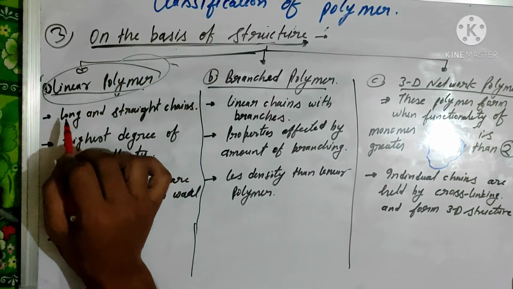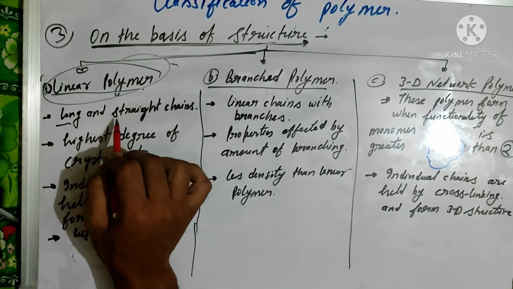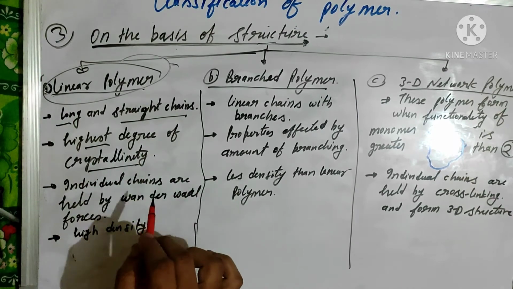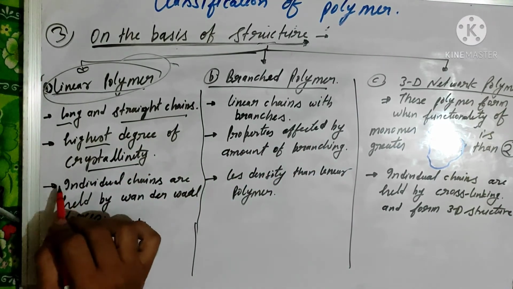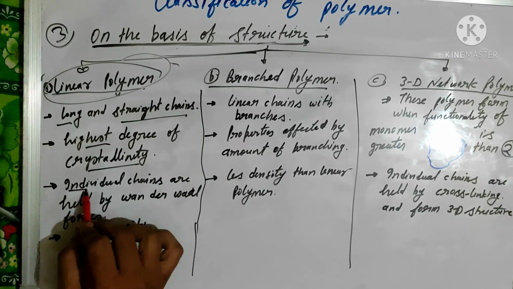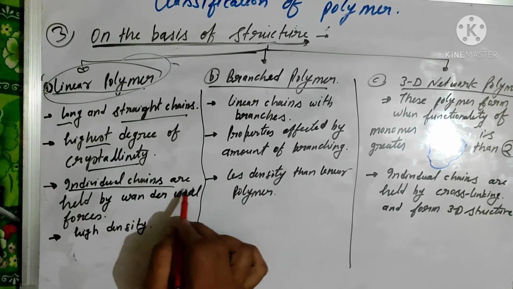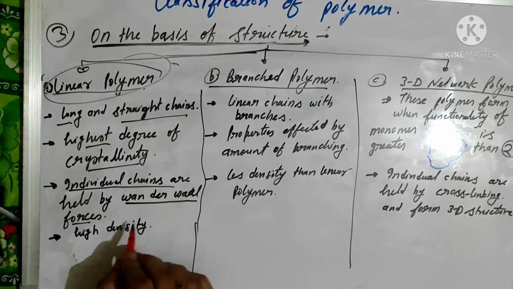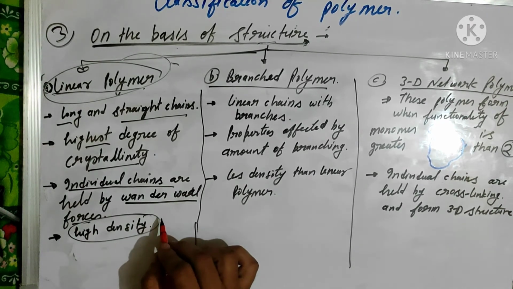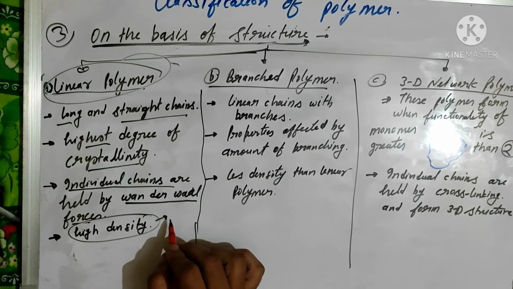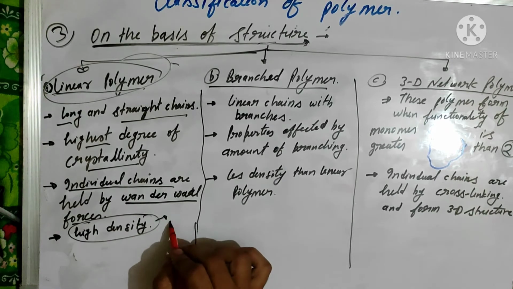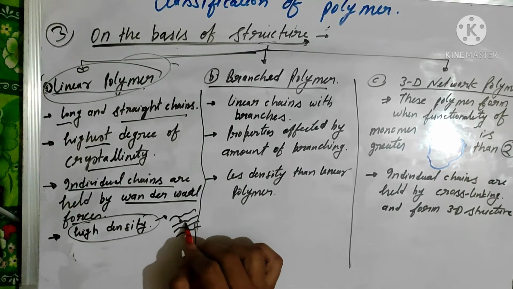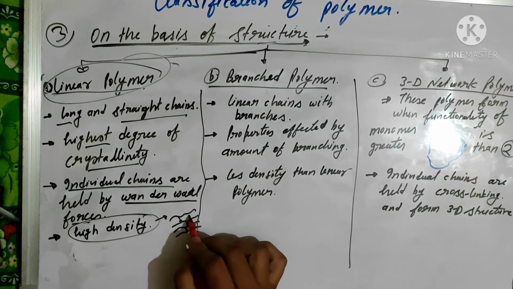The linear polymer contains long and straight chains. They show the highest degree of crystallinity among all these. The individual chains of linear polymer are held by van der Waals forces. They show the highest density due to their linear structure, because of the linear chains, they compact to each other.